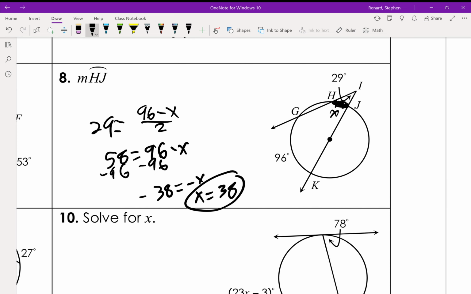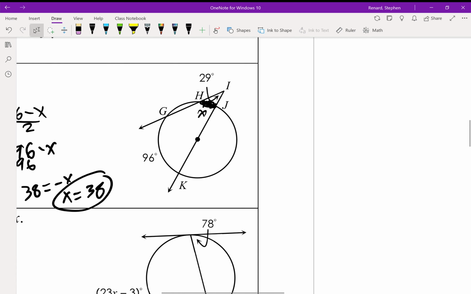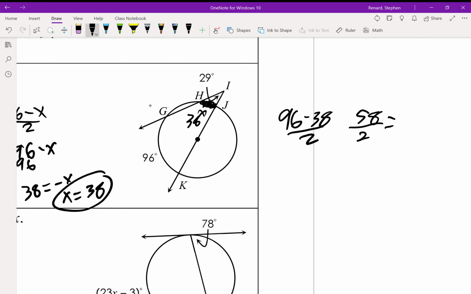How would I check this, you say? Well, if I know that this is 38, I'd ask, what's 96 minus 38 divided by 2? If all is done right, we should get 29. So this would be going back this way, just checking our work. 96 minus 38 is 58. 58 divided by 2 is 29. We have a 29 degree angle here. Everything checks out.